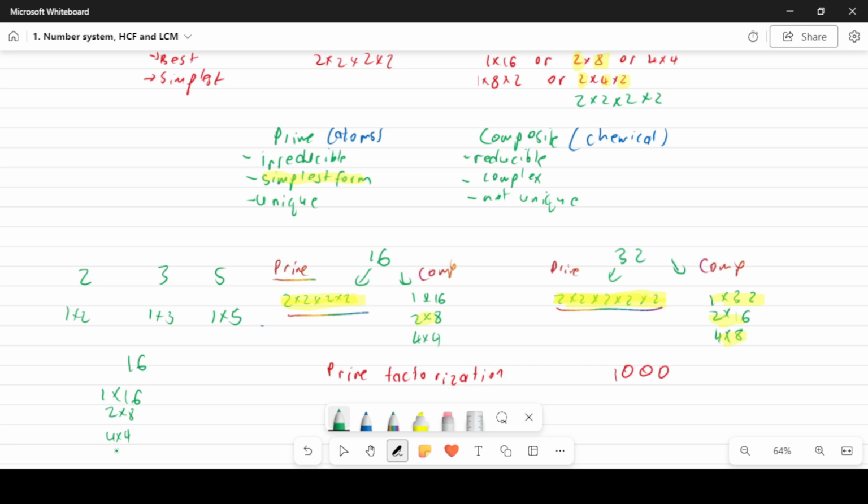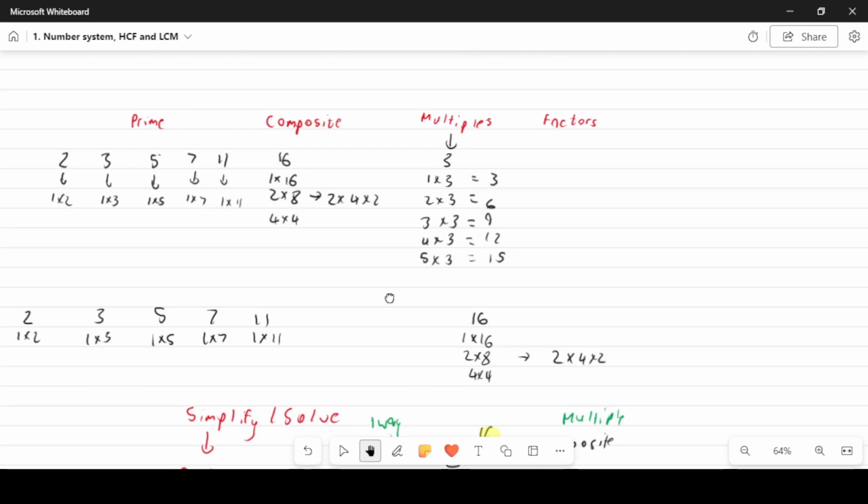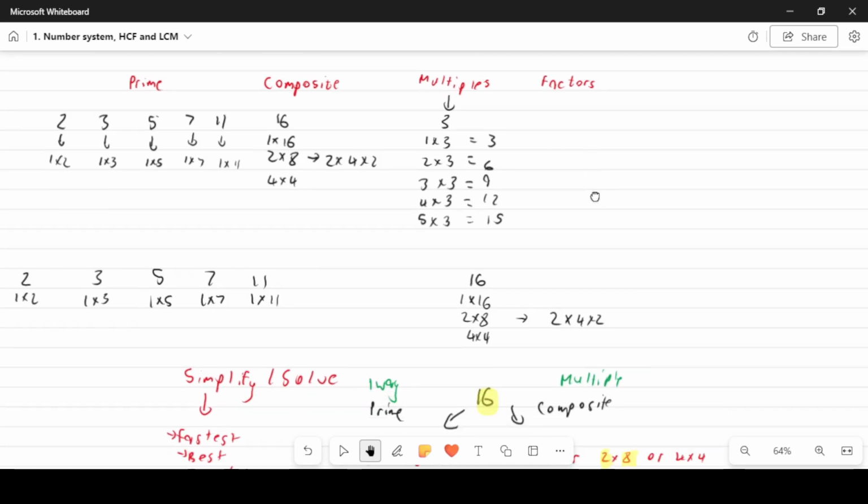Okay, so that's basically what I want to discuss in this topic. Now we can move on to LCM and HCF. So this is where the multiples and the factors definition will come in.